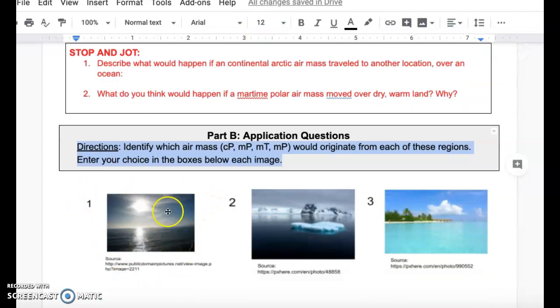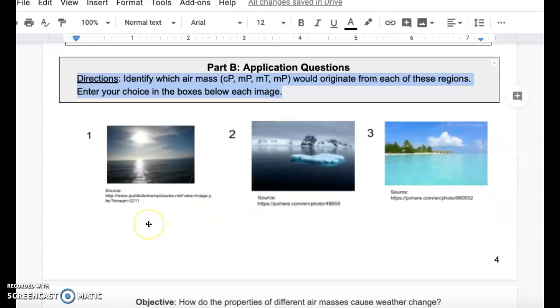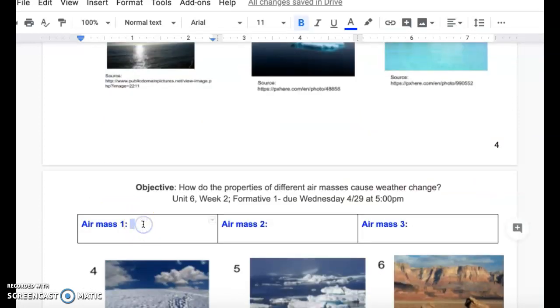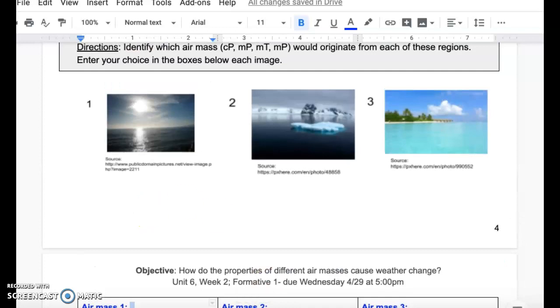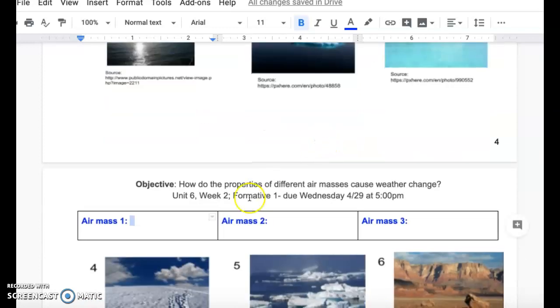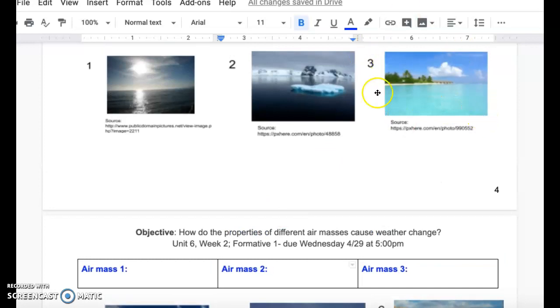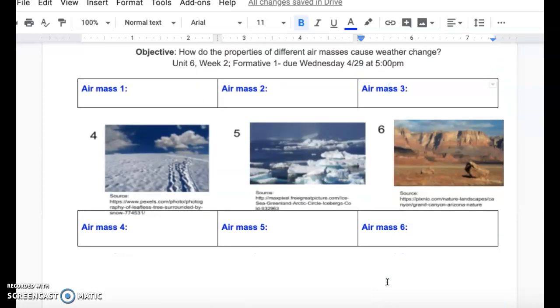So for 1, you see there's water and there's a sun. I'm going to assume it's warm water. So what would that be? MT, MP, CP, or CT? Air mass 2, I see glaciers. It's kind of cold. There's water. Write the classification. MP, MT, CT, or CP. Here, it's clearly a tropical island. There's a lot of water. If an air mass originated there, what would its classification be?